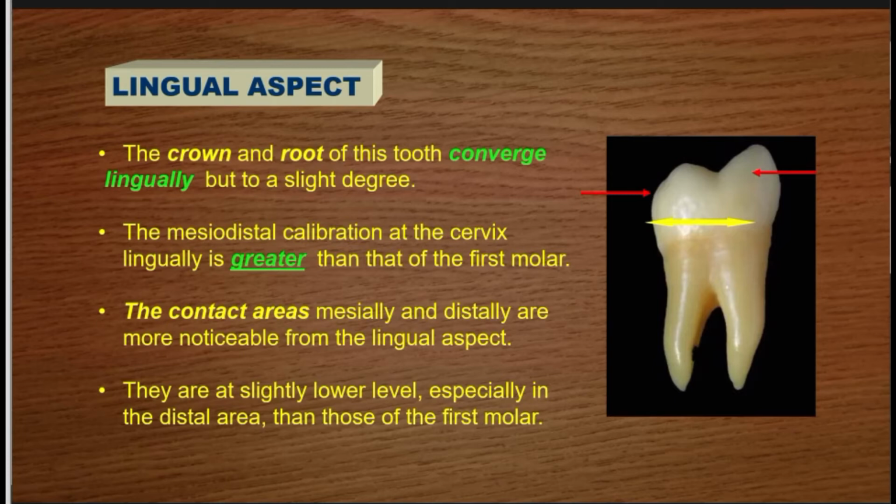You remember, the contact area for the central incisor was near the incisal angle, very high. Gradually, second lateral incisor, canine, first premolar, second premolar, first molar, and second molar. Ultimately, it gradually goes down near to the cervical area.